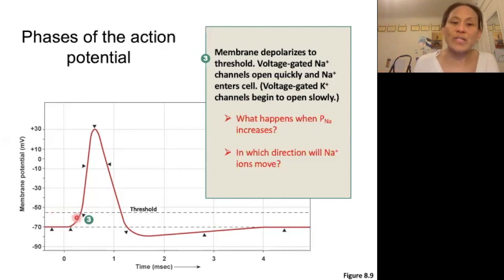And that's going to cause the membrane to depolarize. Sodium ions are going to need to move into the cell in order to do that because they're positively charged. When they move into the cell, that will make the inside of the cell more positively charged, or in other words, it will bring up the membrane potential. Okay.